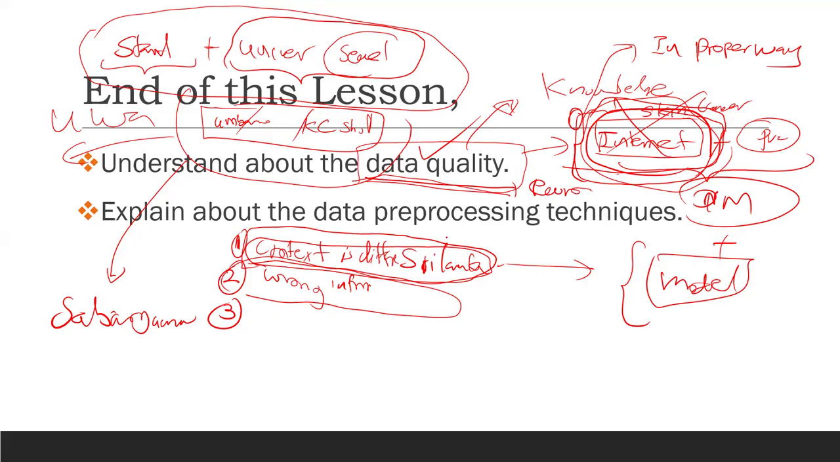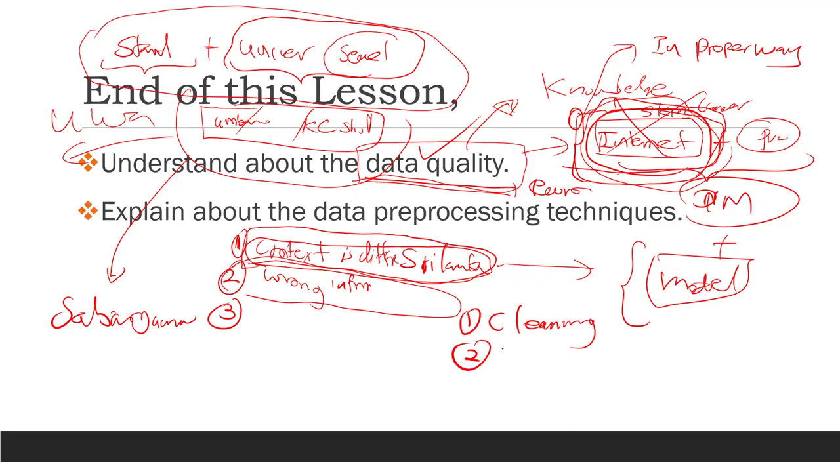Another second part, data pre-processing techniques. What are the different data pre-processing techniques there? We can categorize all the pre-processing techniques under four major categories: cleaning, integration, reduction, conversion. These are the four main things, right?